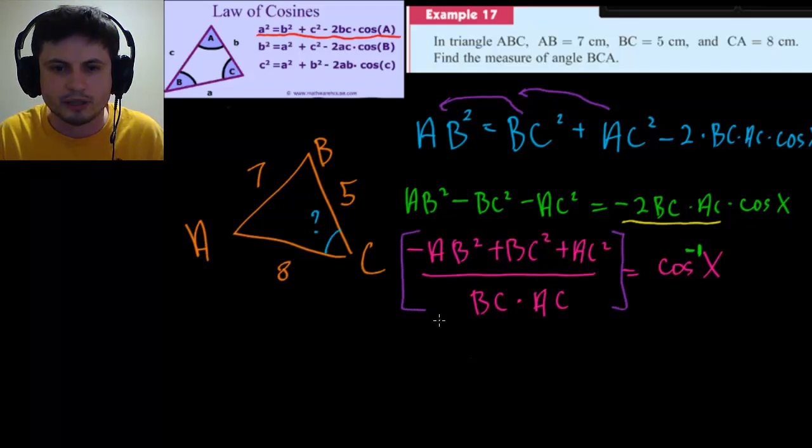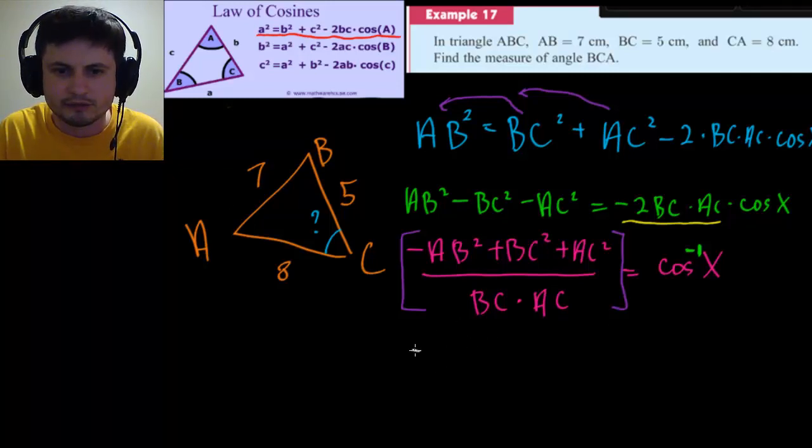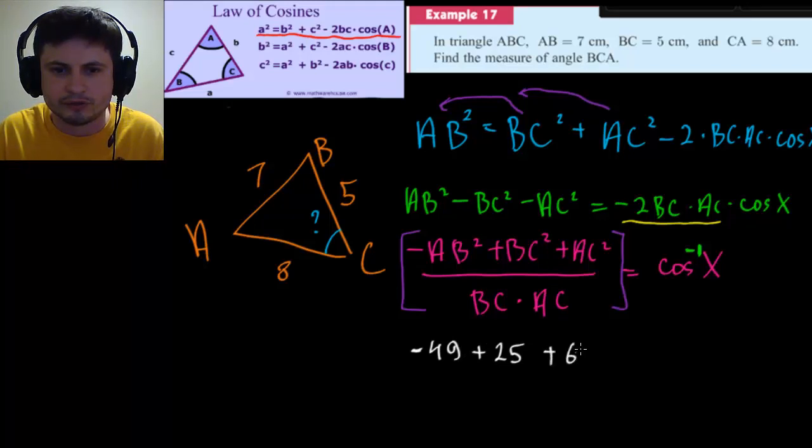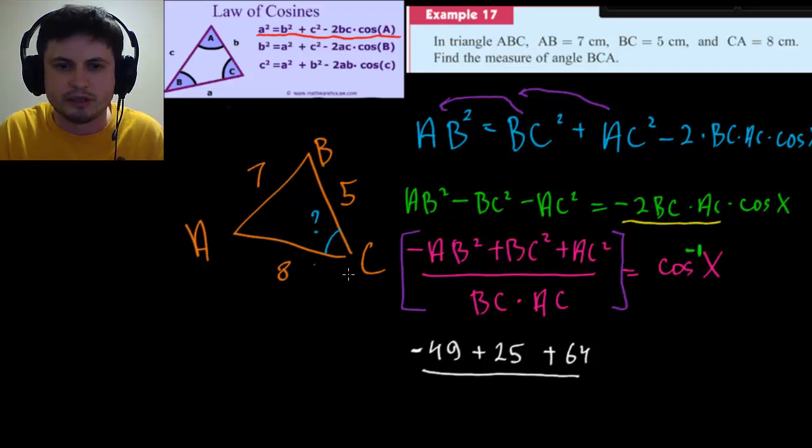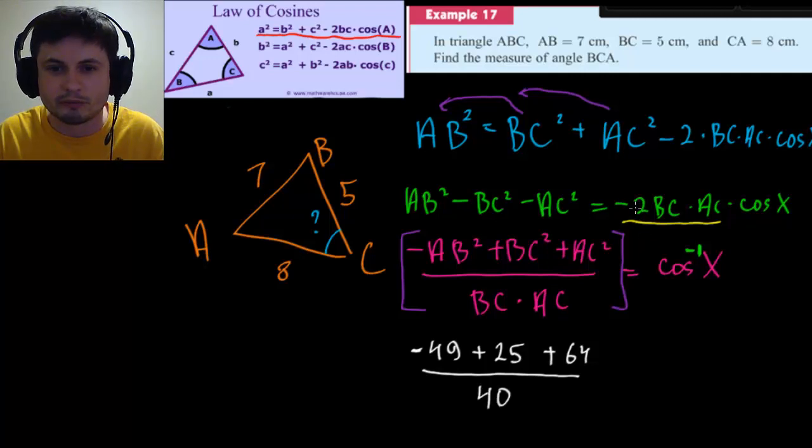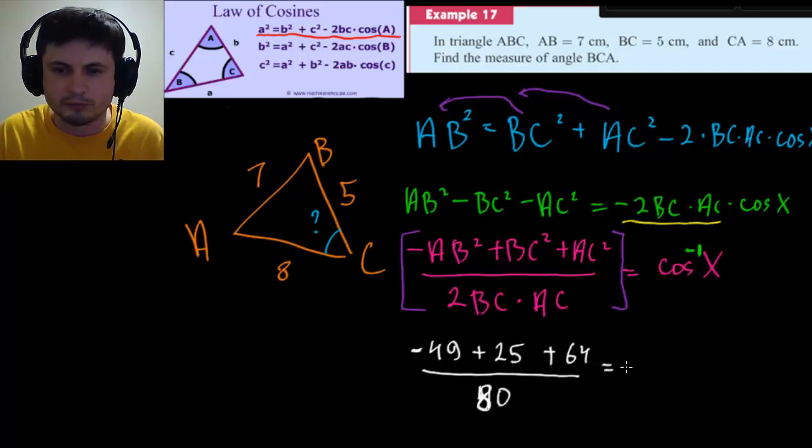So what is minus AB squared? AB is 7, so this will be minus 49, plus BC squared, 25, and then plus 64, which is AC squared, divided by BC times AC. So BC times AC is 8 times 5, which is 40. And I just realized I made a mistake. I totally forgot about the 2. This has to be divided by 2 as well. So the 2 stays with these, which means that the bottom will actually be 80, not 40. And all of this will be equal to the inverse cosine of x.